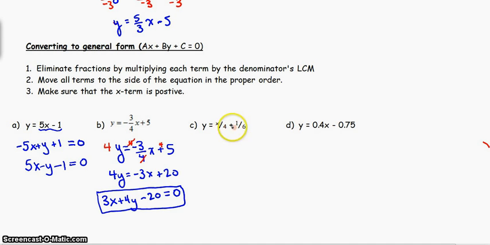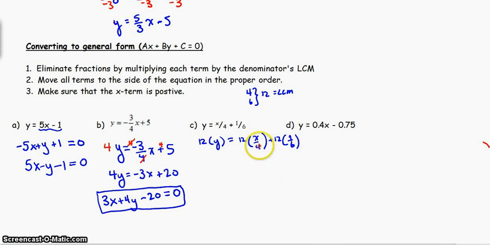What happens when there are two fractions? I have a 4 and a 6 I don't want. Well, you take the LCM, the lowest common multiple between both 4 and 6. 4 and 6 can both become 12. That is the LCM. So I multiply both sides by 12. I multiply the left side by 12 and each term on the right side by 12.